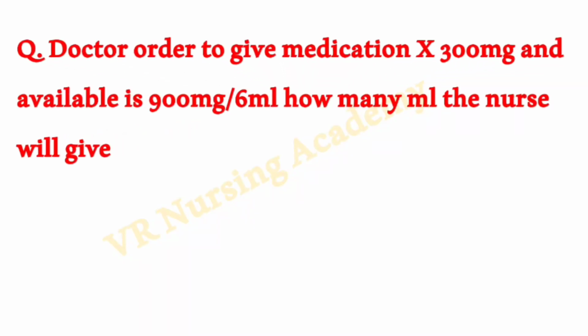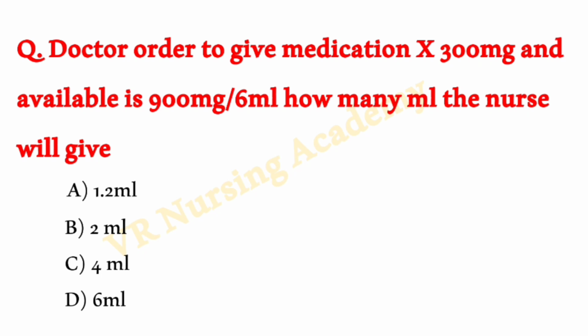Next question. Doctor ordered to give medication X 300 milligrams and available is 900 milligrams per 6 milliliters. How many milliliters will the nurse give? Option A. 1.2 milliliters. B. 2 milliliters. C. 4 milliliters. D. 6 milliliters. Which correct answer is? Option B. 2 milliliters.